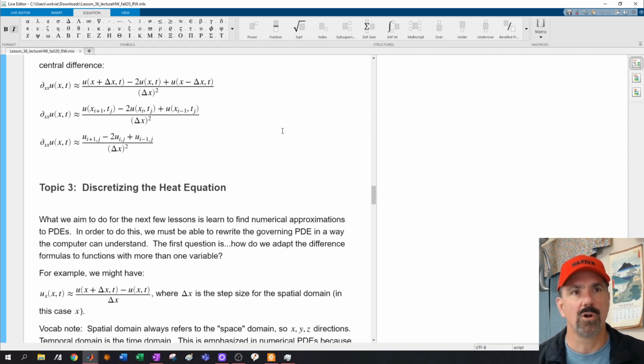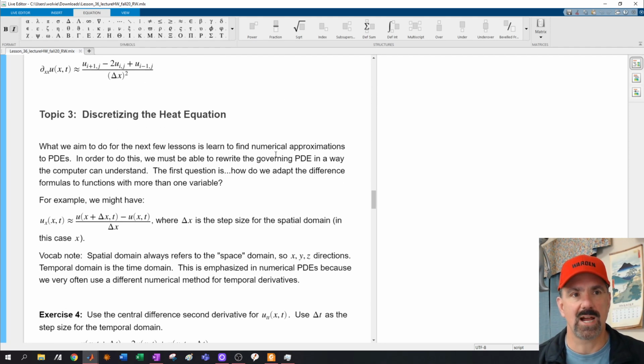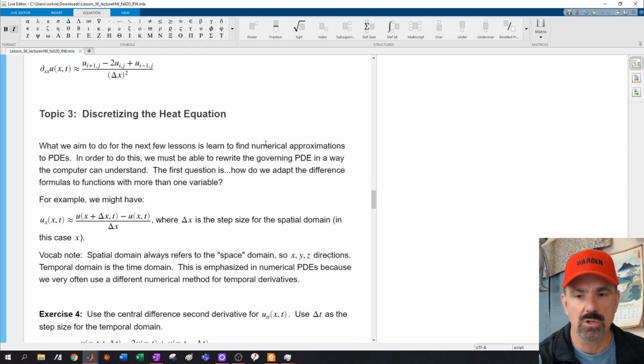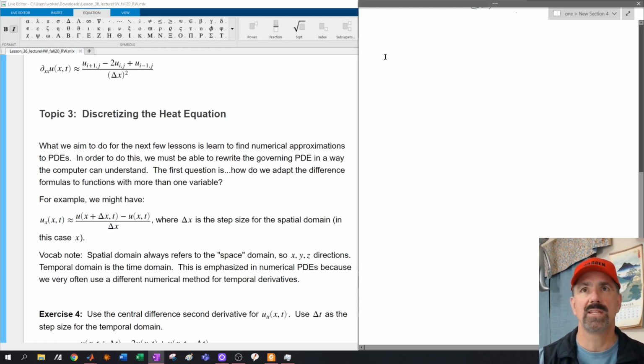Finally, how do we put all of this together to discretize and approximate the heat equation? So this is really the topic. This is what we're talking about. How are we going to take this information regarding derivatives and use it to help us do these approximations?